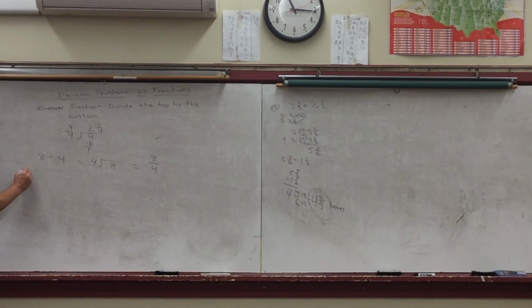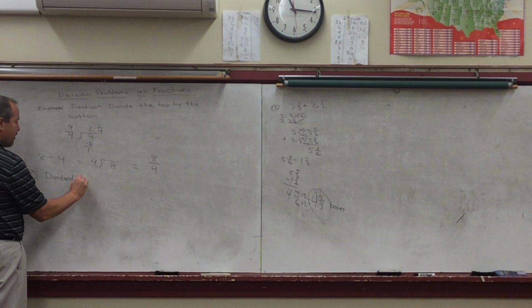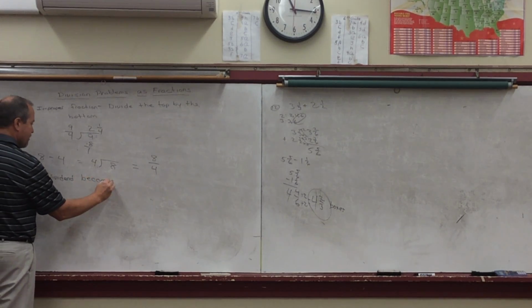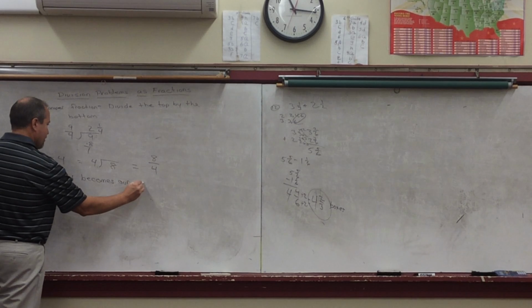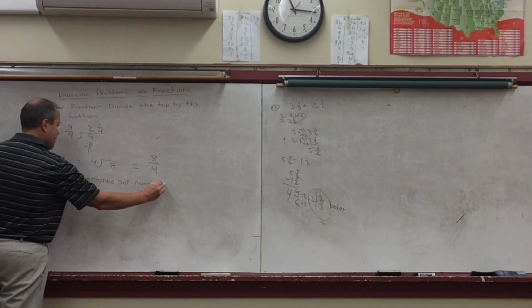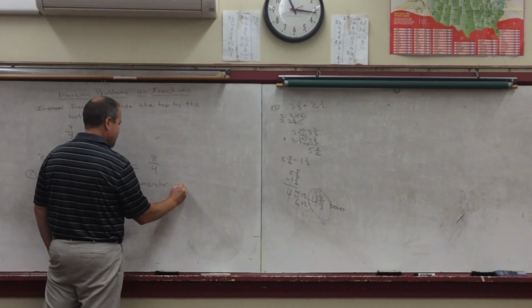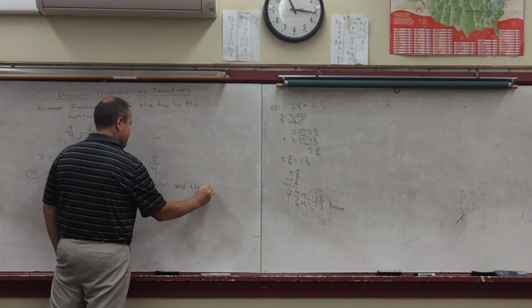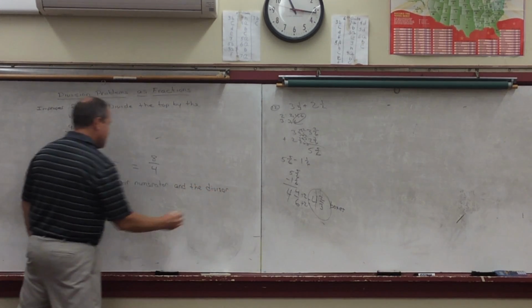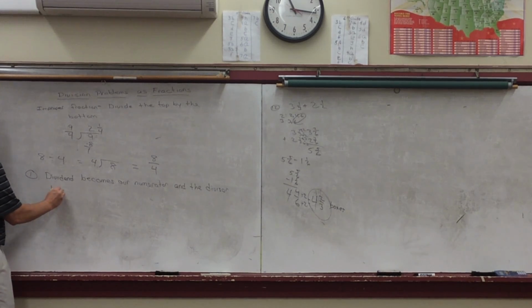Okay, so for a division problem, to write a division problem as a fraction, we want to make sure that our dividend becomes our numerator, and our divisor becomes our denominator.